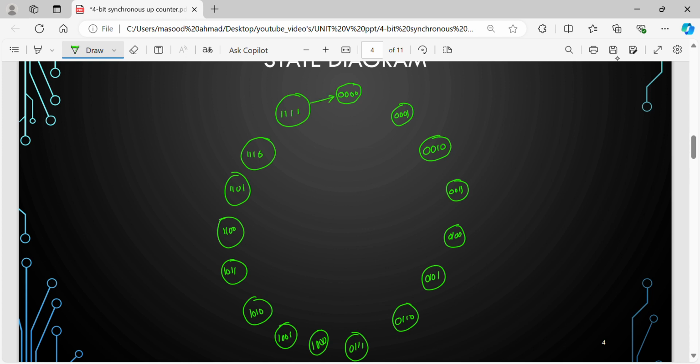So from this state to this state, from this state to the next state, and so on, going state to state through the remaining states. So this is the 4-bit synchronous up counter state diagram.